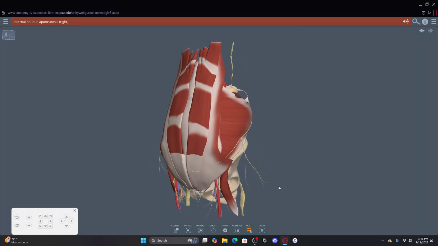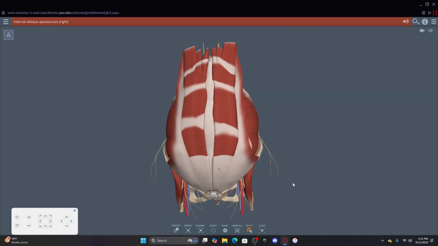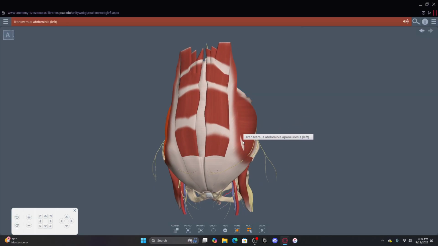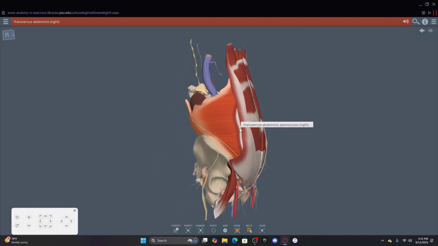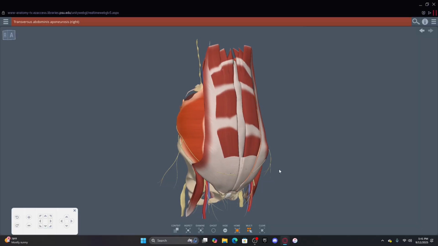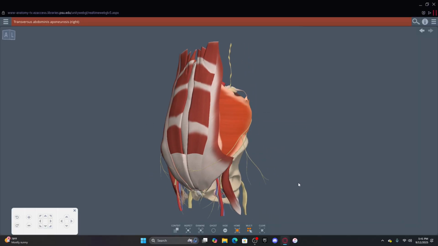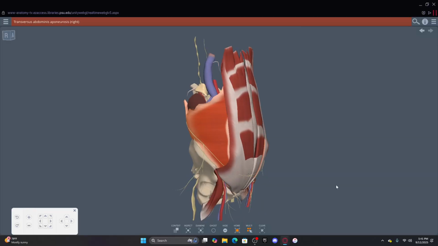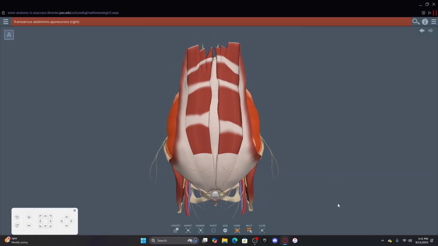And once you remove those, we can see transversus abdominis. These muscles right here, transversus abdominis. It's moving in the transverse plane, left and right, and it's on the lateral sides of your abdominal wall. So, transversus abdominis.